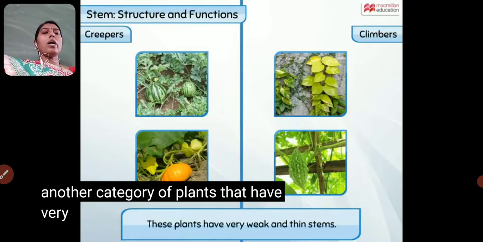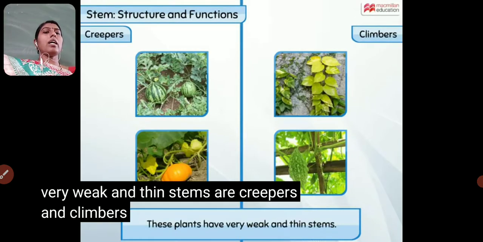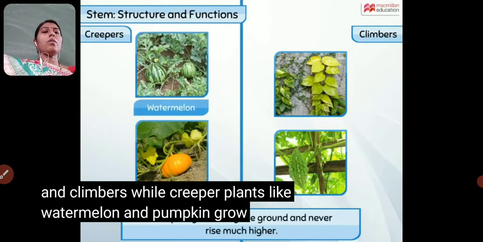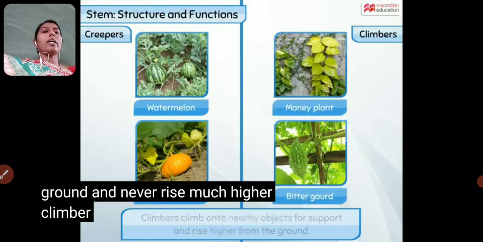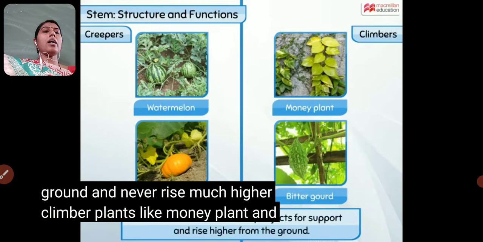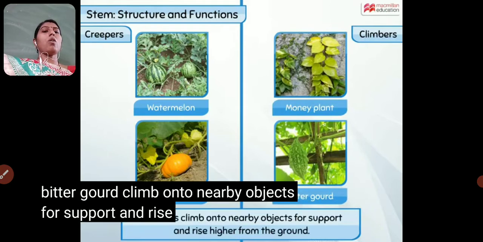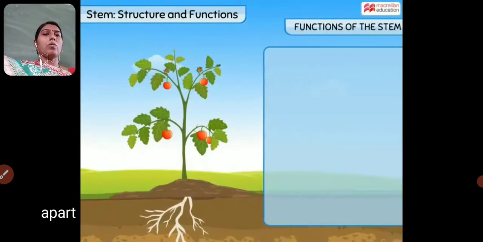Creepers have very weak and thin stems. They are creepers and climbers. Watermelon and pumpkin grow along the ground and cannot rise much higher. Climber plants like money plant and bitter gourd climb onto a nearby object for support and rise higher from the ground.